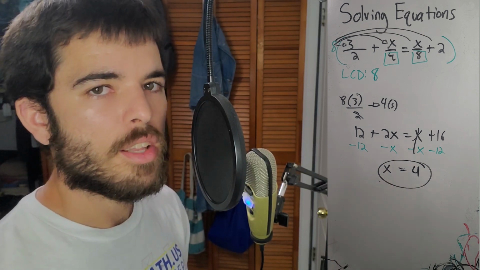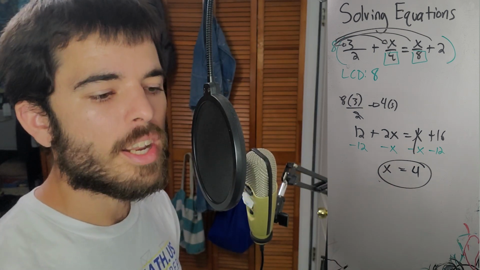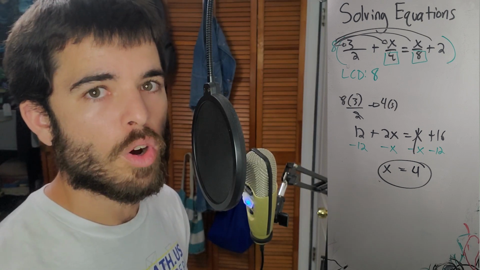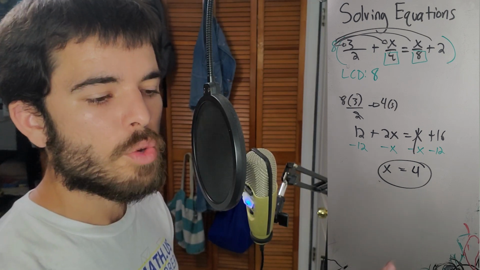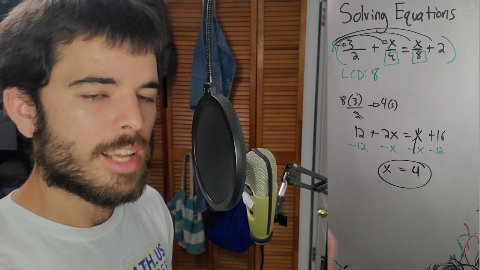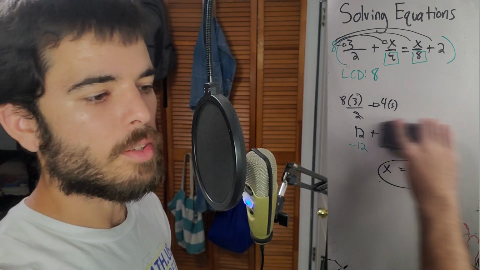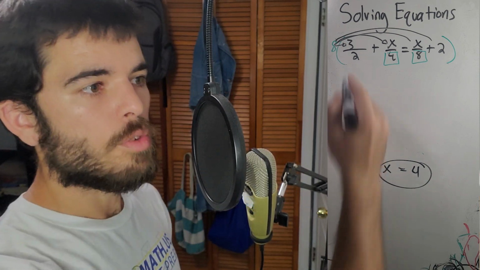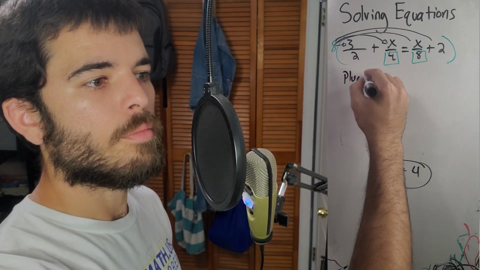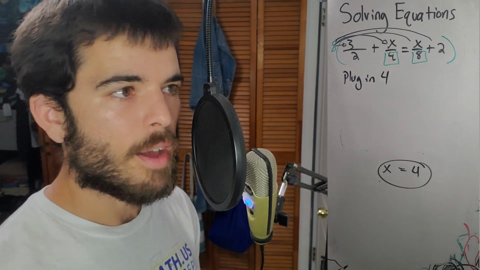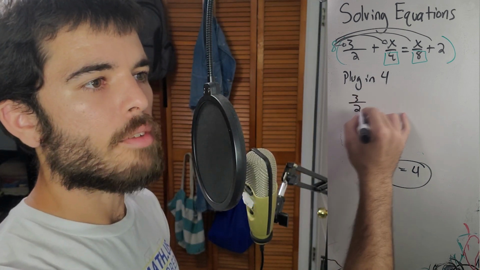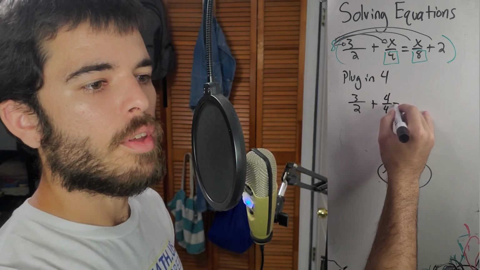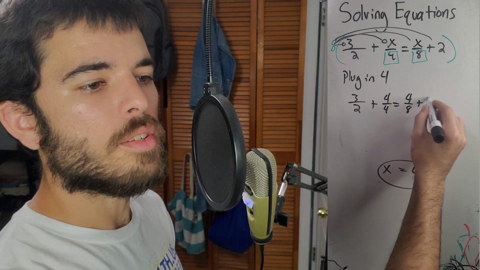If you're not sure about your final answer when solving for an equation, there's a way to check if your answer is correct or if it's wrong. If it's correct, you could plug it back in and you're going to get the same number on both sides. Let's see what that looks like. So if we plug in 4 for every x value that we see, we get 3/2 plus 4/4 equals 4/8 plus 2.